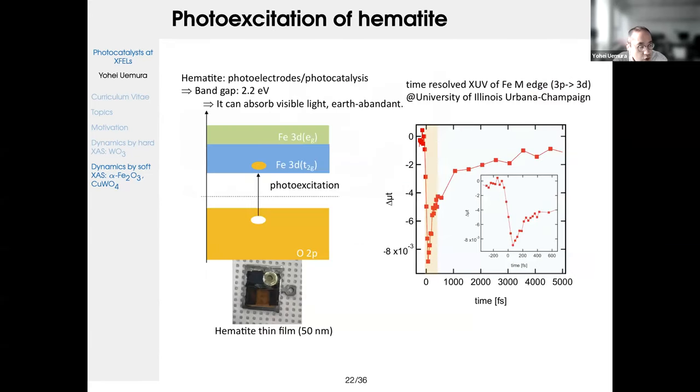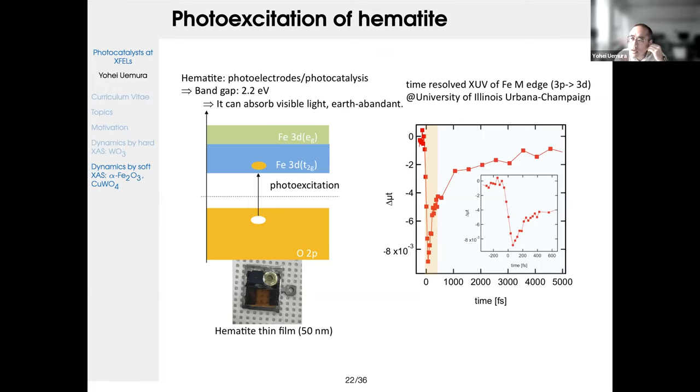And what we measure at the soft X-ray beam line is hematite. First, we measure hematite. Hematite is one of the most studied photoelectrode or photocatalytic materials because iron is an abundant element. So if we can utilize hematite as a photocatalyst, that should be very helpful for the development of photocatalysts. However, there's an intrinsic limitation: the hole diffusion length is very short. People say that limits the catalytic activity of hematite.